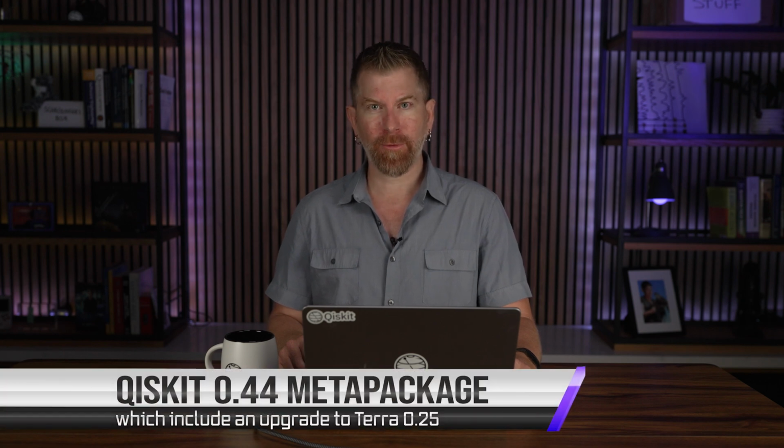This episode covers the release of the Qiskit 0.44 meta package, which includes an upgrade to Terra 0.25, and that's all it includes. Before, pip-installed Qiskit included Terra, the IBM Q provider, Qiskit Aer, and some applications modules in the meta package architecture. After trimming it down over a few releases, this includes only Qiskit Terra, and this repository will be renamed simply Qiskit later this year.